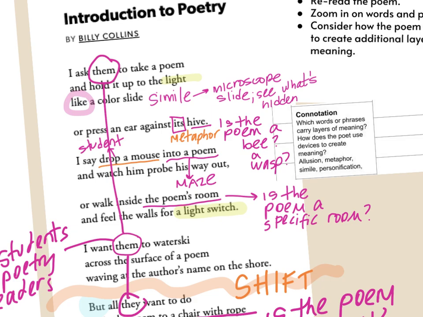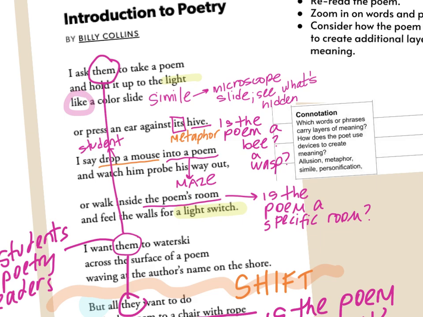He'd like the people to explore the poem as if it's a color slide. Hold it up to the light so the light will illuminate the meaning. So that's a simile there. And then press an ear against its hive. So here, is the poem, is it a bee? Is it a wasp? It's not really compared to a hive, but it's compared to something that would make a hive, right? And in that single line stanza, the poet is giving us kind of a sound, like we need to listen to the sound that's coming from that hive or that poem.